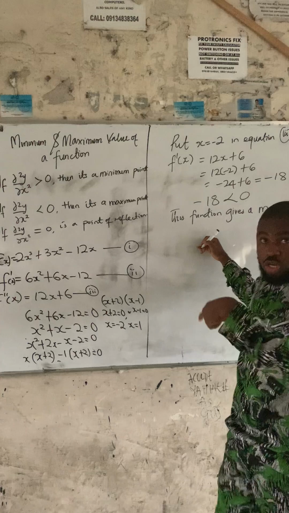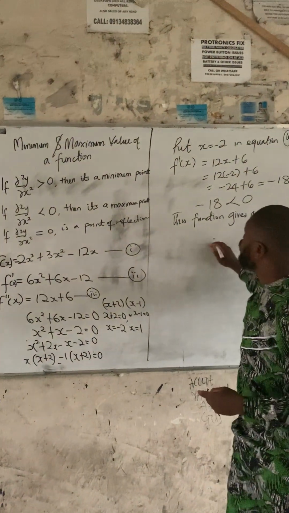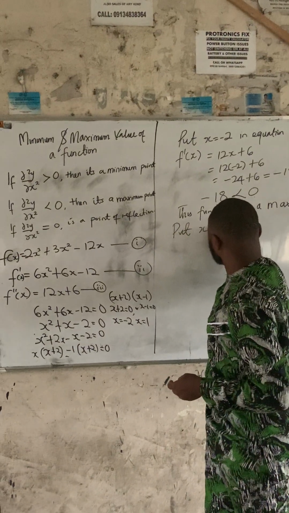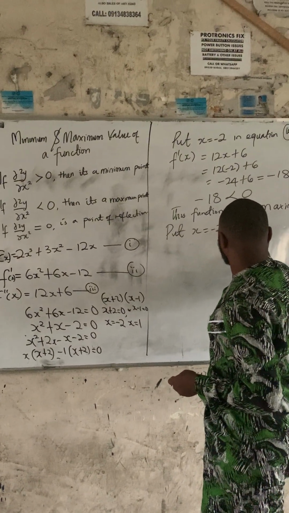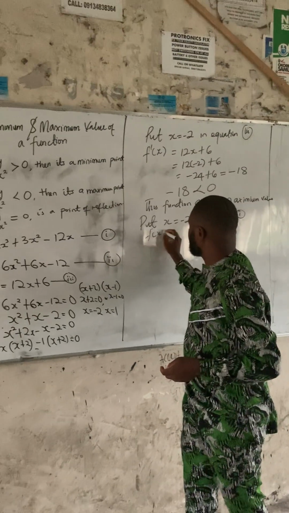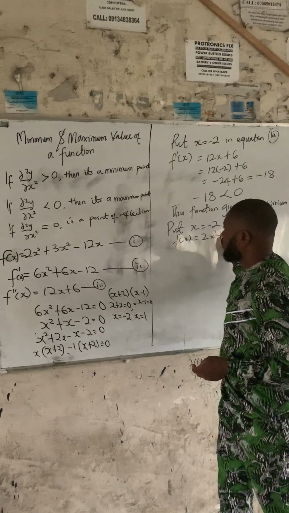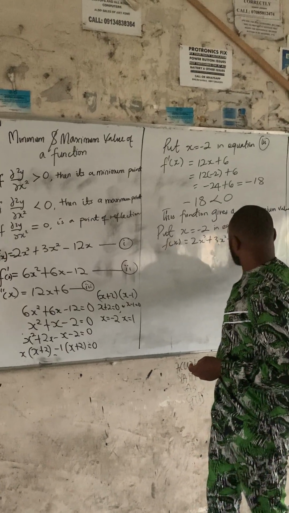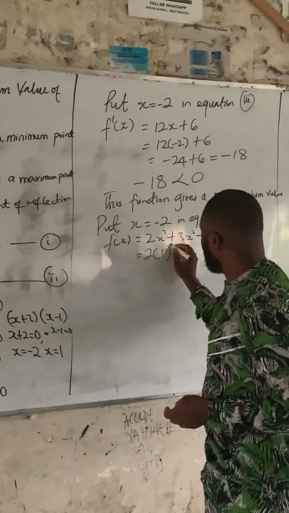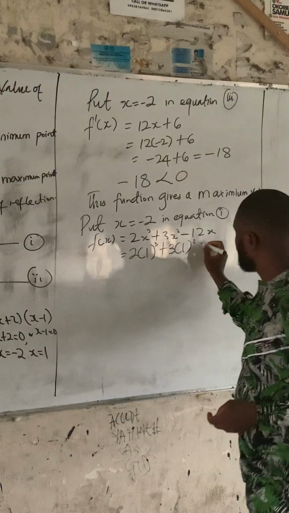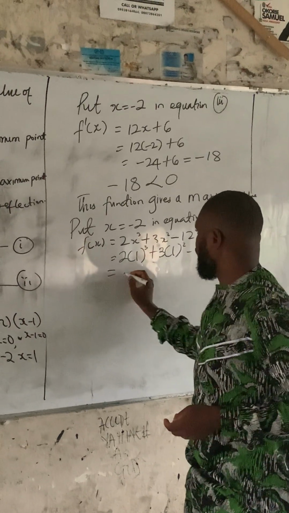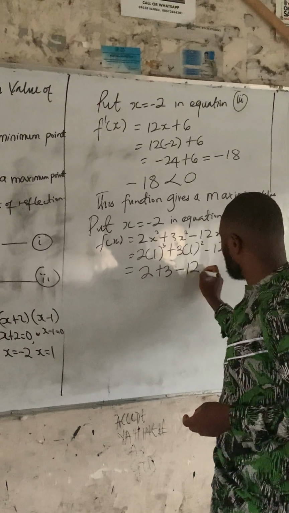How do we get the value now? To get the value, I'll put x equals minus 2 in equation 1. Equation 1 is f of x, where you have 2x cubed plus 3x squared minus 12x.